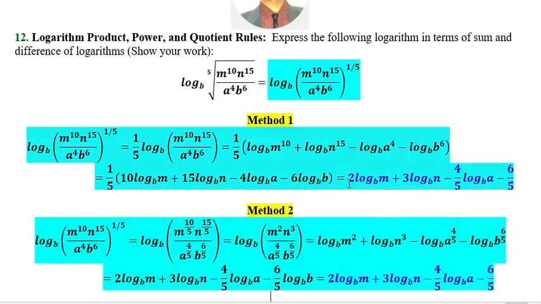And if you compare them, both of them are the same. So just pick the method you feel more comfortable with, then work with it.